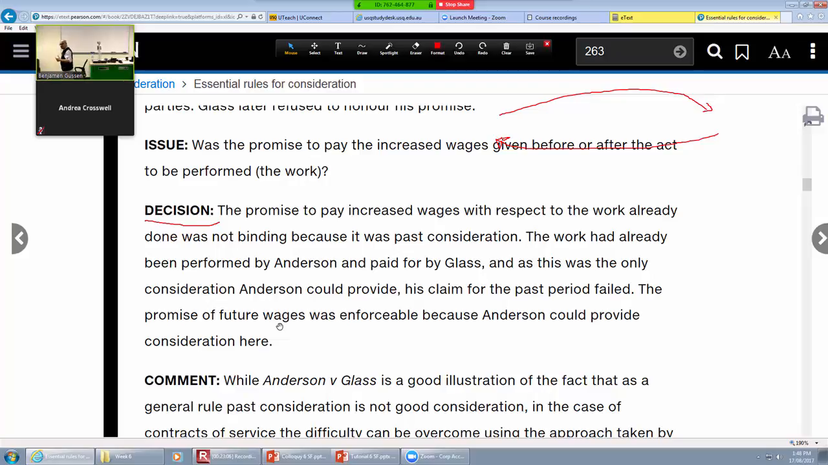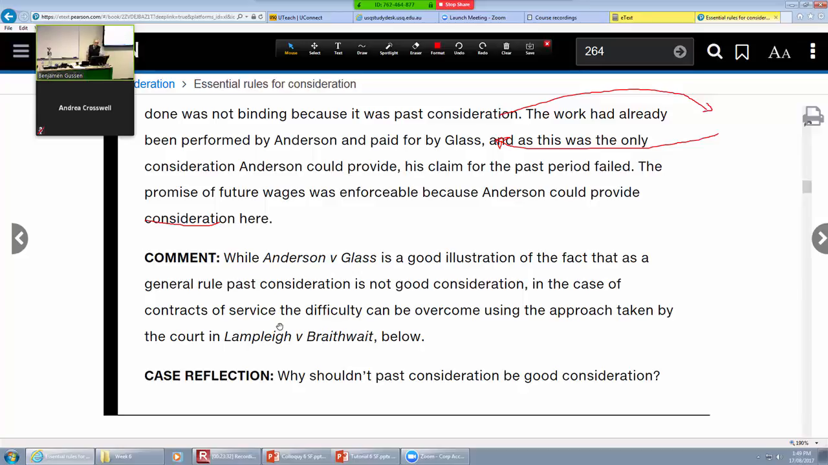Once you have agreed on something, you need certainty to move on. But if it's something about the future, and I'm asking you to do extra, then yes, we can negotiate and get a variation or a new contract. All right? Okay. Past consideration. They also said the work had already been performed and paid for. And as this was the only consideration that the employee could provide, his claim for the past period failed.